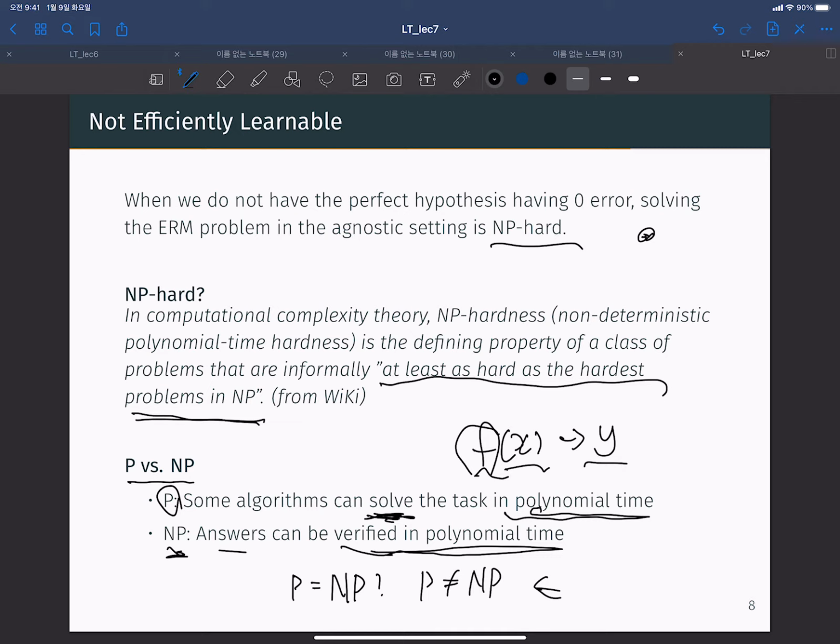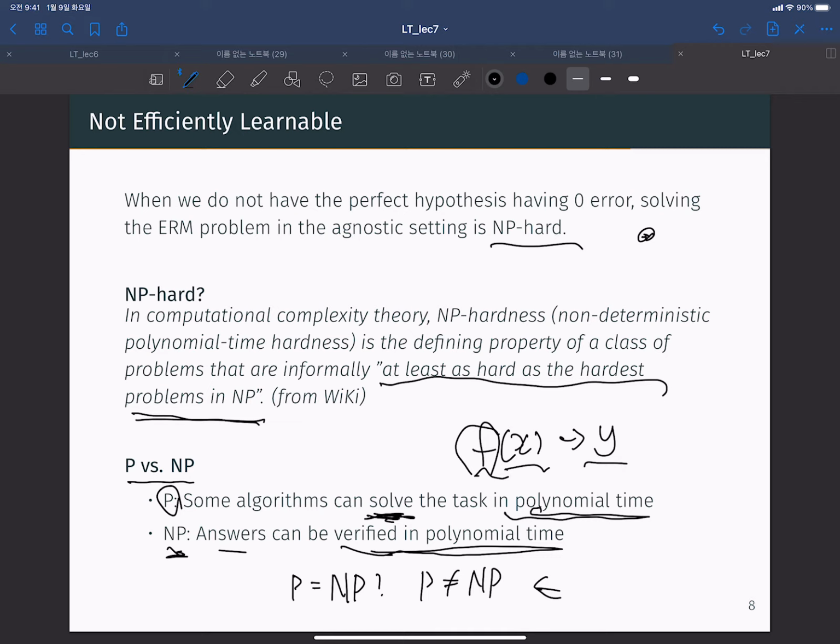Usually computational complexity theory uses that kind of proof technique, but that is out of scope of this class, so I don't want to go deep into that series, and I want to stop here. I just want to explain what is the definition of P, what is the definition of NP, what is the definition of NP hard.